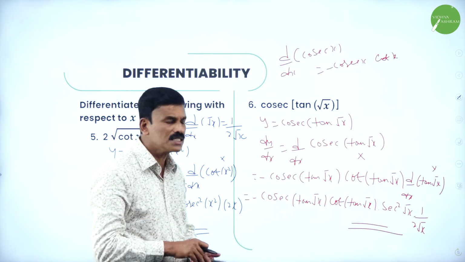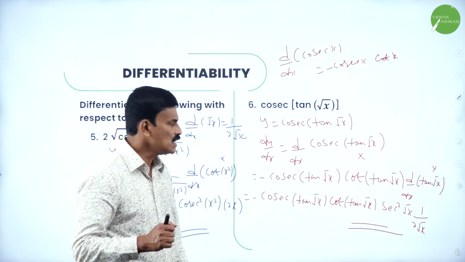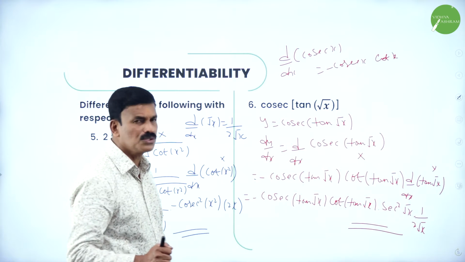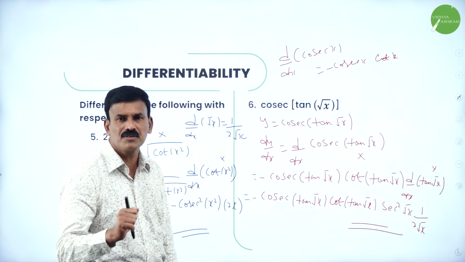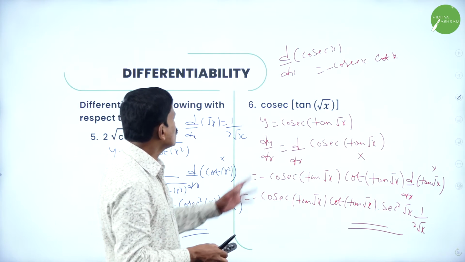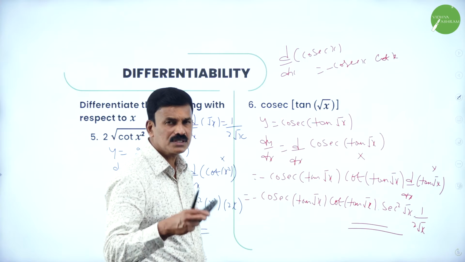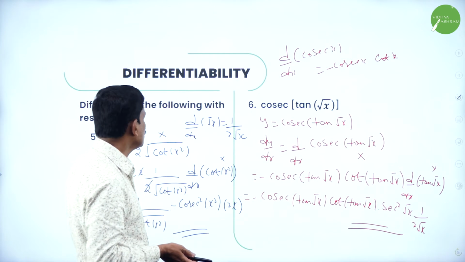So the final answer is minus cosecant of tan root x, cot of tan root x, secant square root x into 1 over 2 root x, which is the derivative of the function. Hope you followed. This is very important. So this cosecant is a function of tan, which is a function of x. So it is a function of a function of a function. Let us come to the next problem.